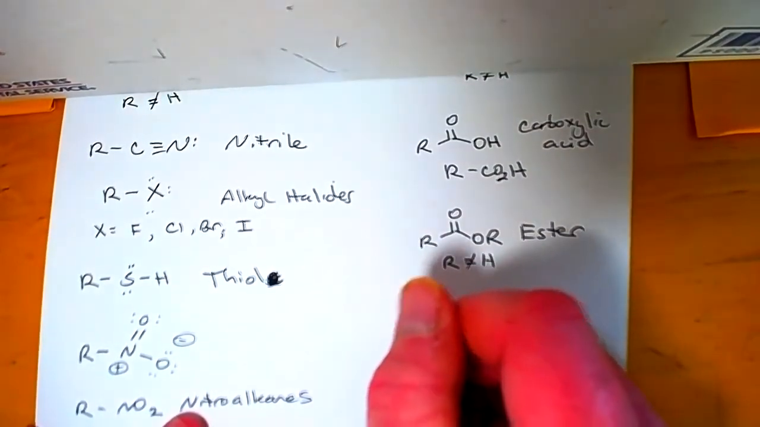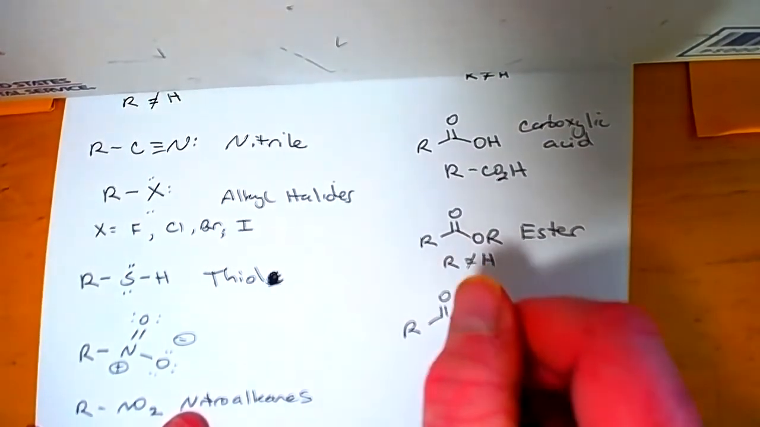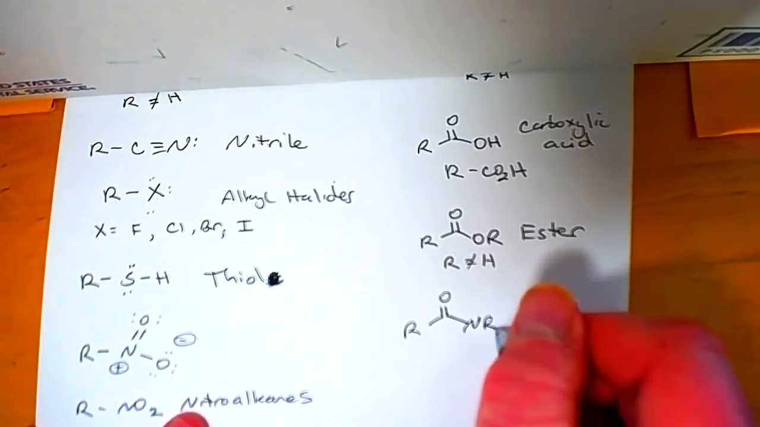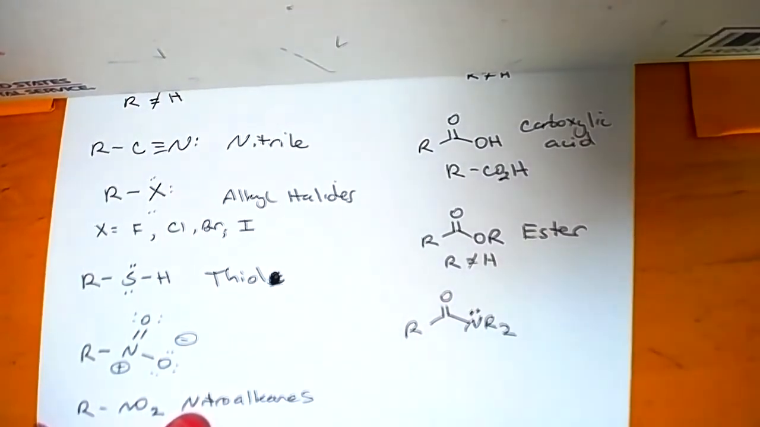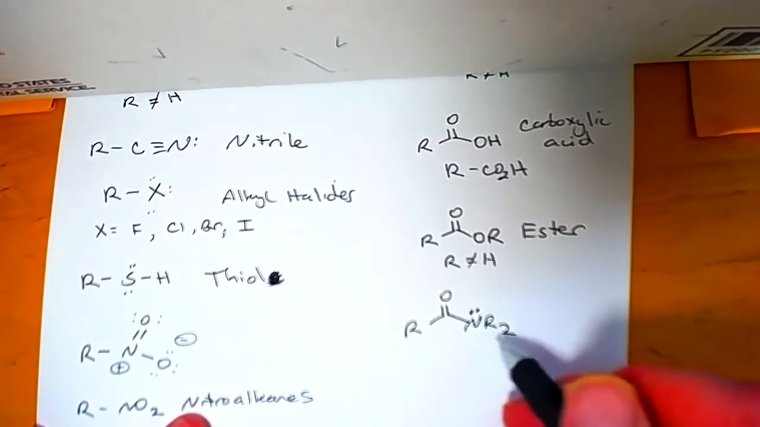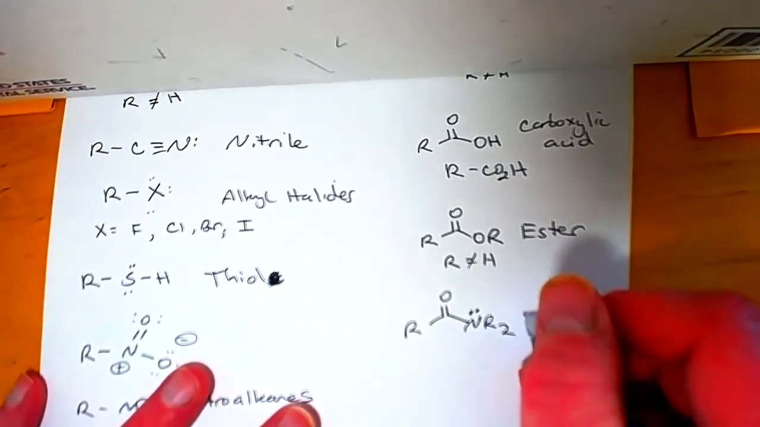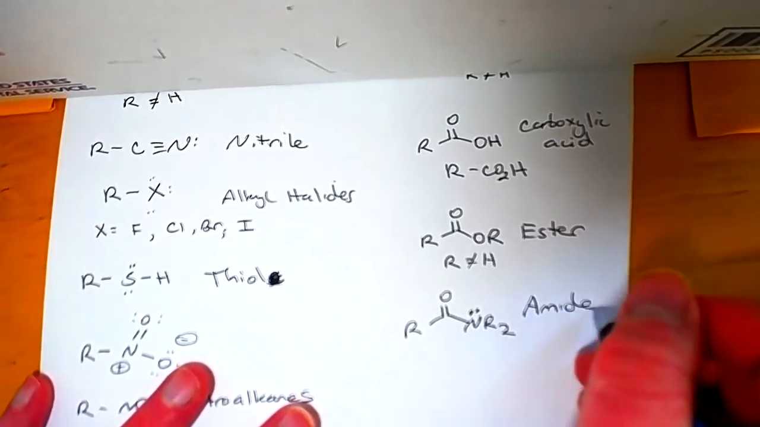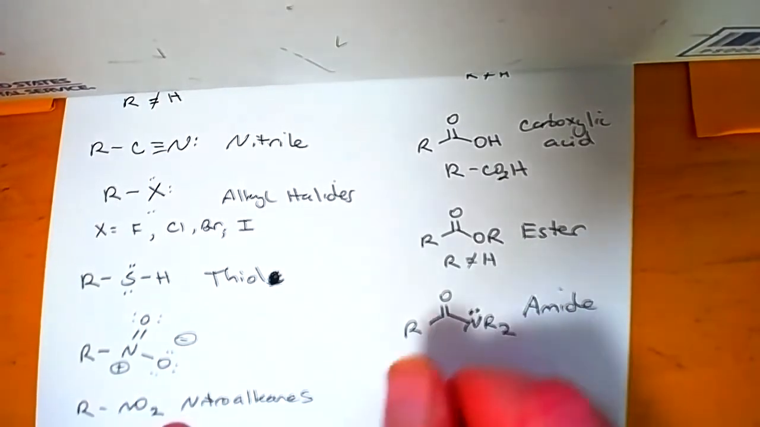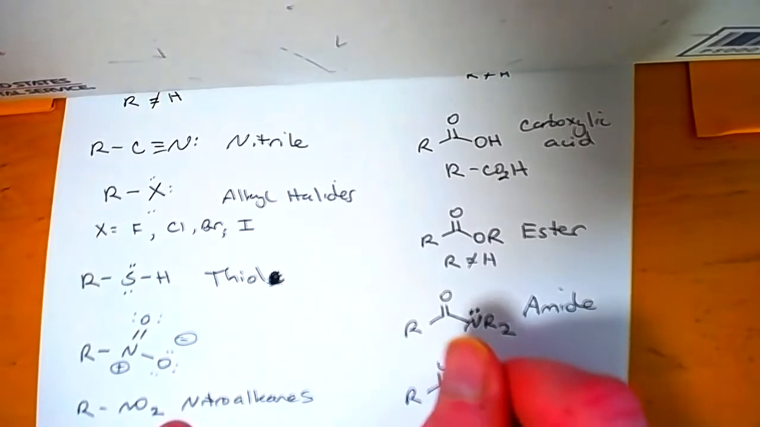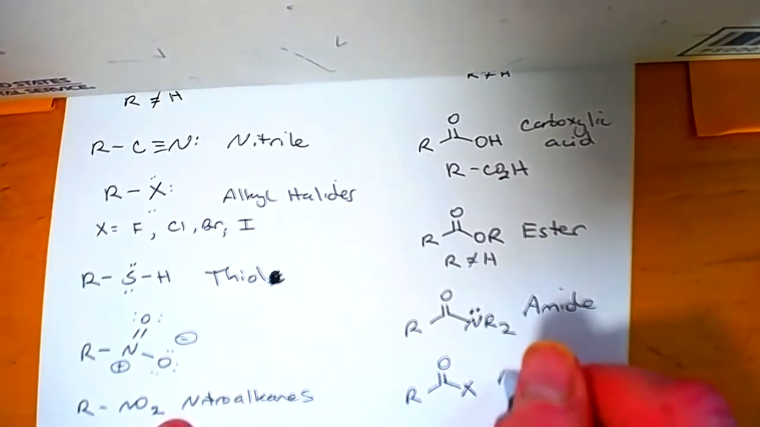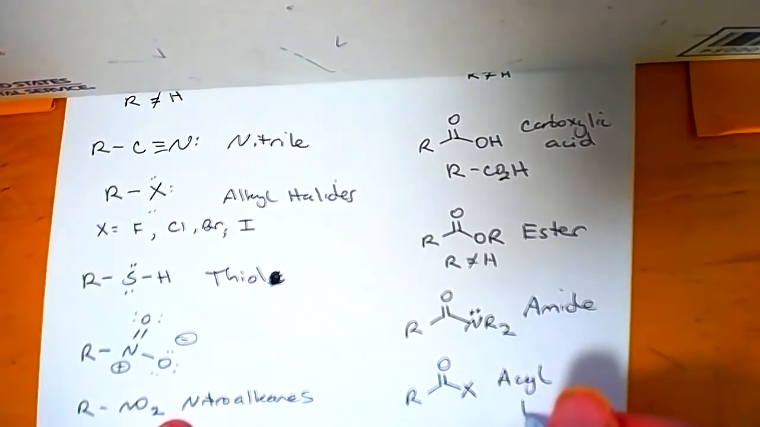And if you have carbonyl bonded to a nitrogen that has a lone electron pair, and again, the R groups here don't have to be carbons, they can be hydrogens as well. This is referred to as an amide. And carbonyl bonded to an X group, these are referred to as acyl halides.